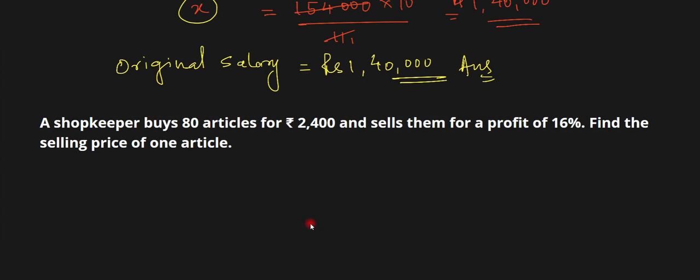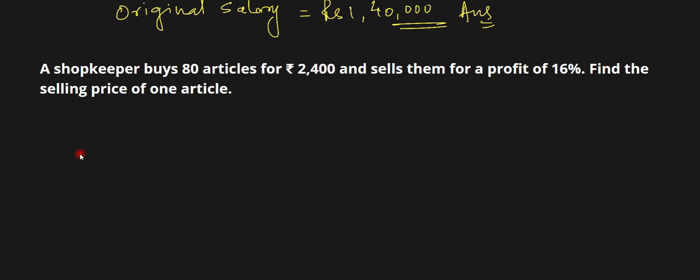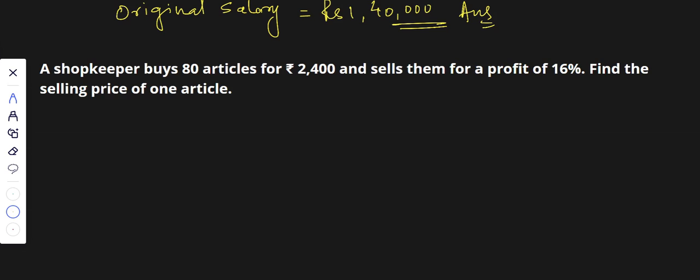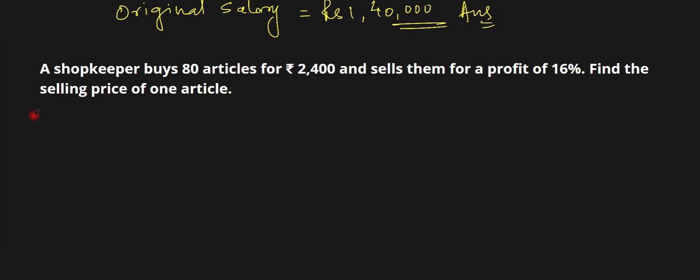Now students, the next question is, a shopkeeper buys 80 articles for rupees 2,400 and sells them for a profit of 16%. Find the selling price of one article. First of all, I'll explain what is selling price, what is profit percent, what is loss percent.